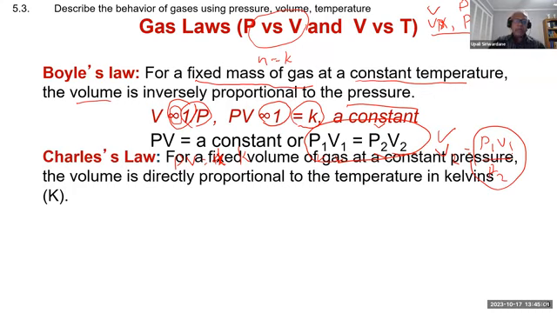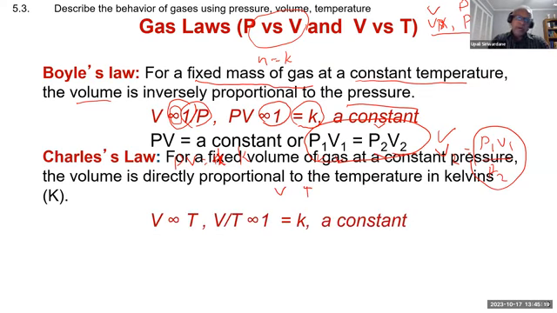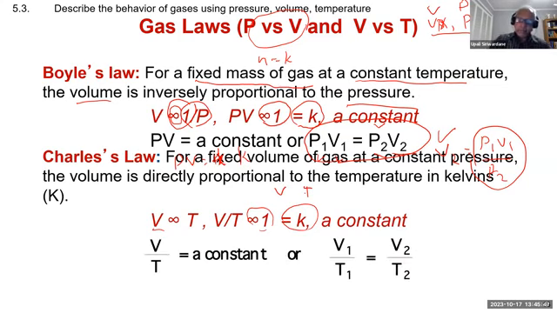Charles' law is dealing with volume and temperature, where N and pressure are held constant. Volume of a gas is directly proportional to temperature. This is direct proportionality, while Boyle's law is an inverse relationship. So V divided by T is a constant. This is the proportionality sign replaced by a constant. Therefore, we get the Charles' law equation: V1 divided by T1 is equal to V2 divided by T2.